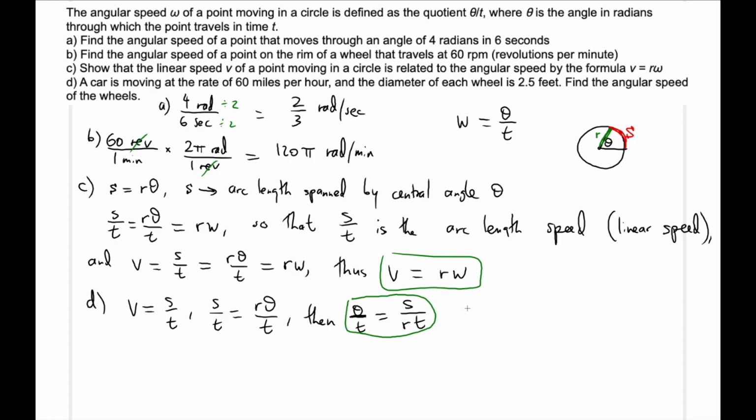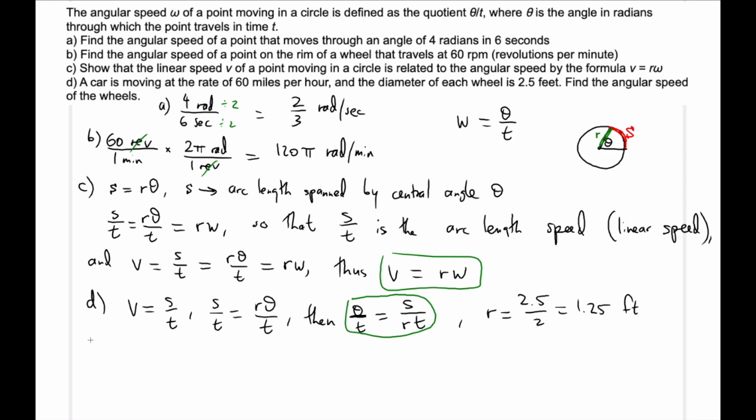Okay. So also notice that r is equal to half the diameter, right? Because the radius is always half the diameter. The diameter is 2.5. So we have to divide 2.5 by 2, which is 1.25 feet. So we're going to use that as well. Okay, now let's proceed with the conversions.